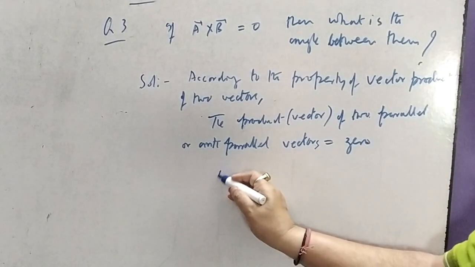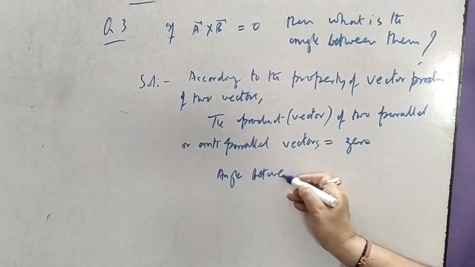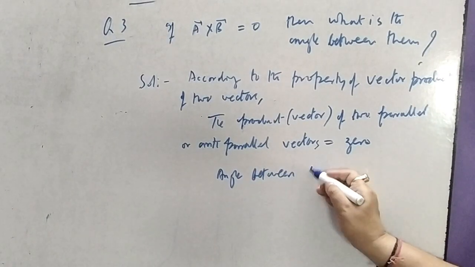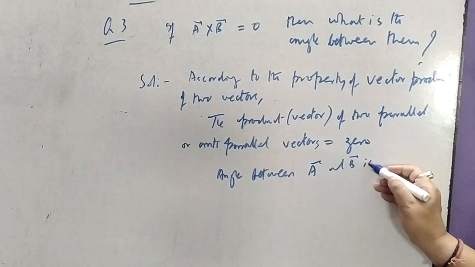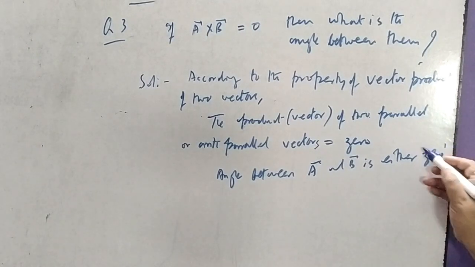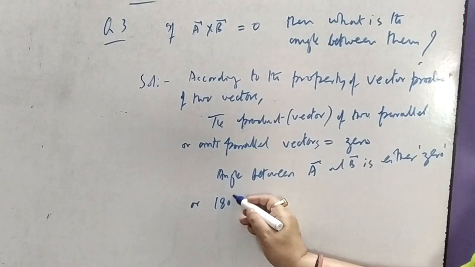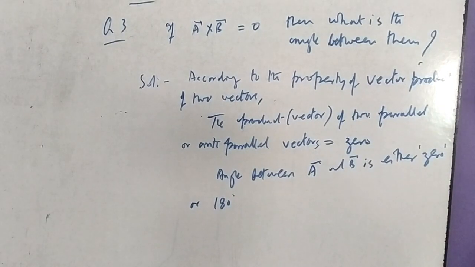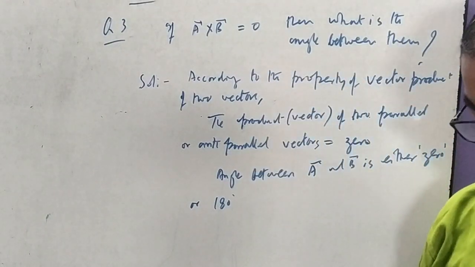That means the angle between A and B is either 0 or 180 degrees. Either it is 0 degrees or 180 degrees. It is the solution of this.